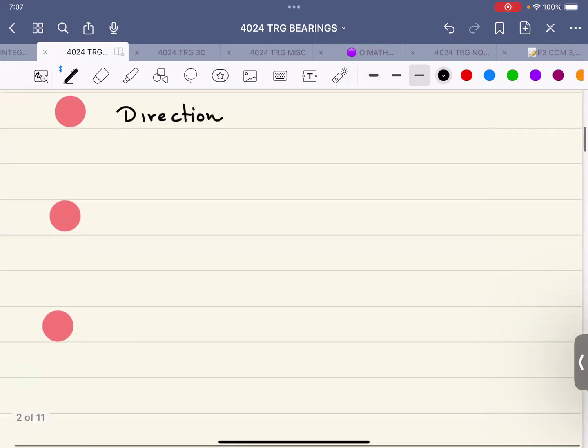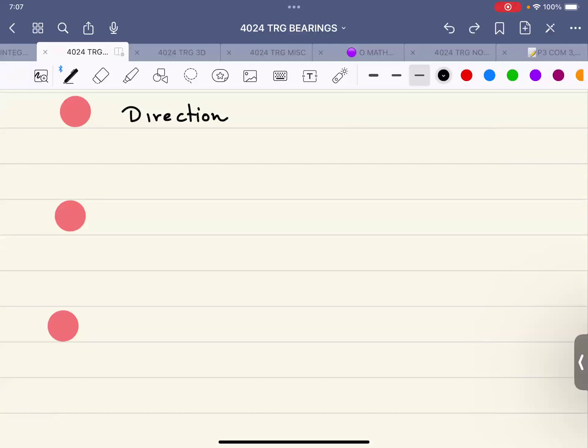Now, how is this direction calculated? It is measured from the north axis. So there should be a north axis, and it is measured from the north axis in a clockwise direction.